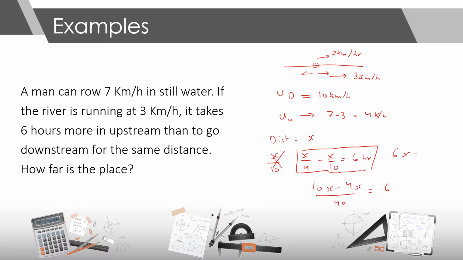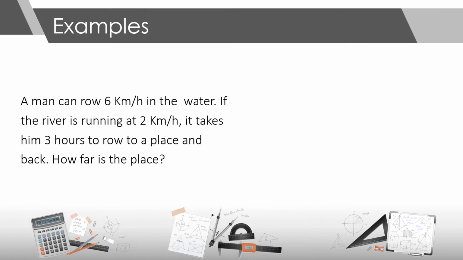So x comes out to be 40 kilometers. Let's look at another example. Now the person can row at a speed of 6 kilometers per hour and the speed of stream is 2 kilometers per hour.